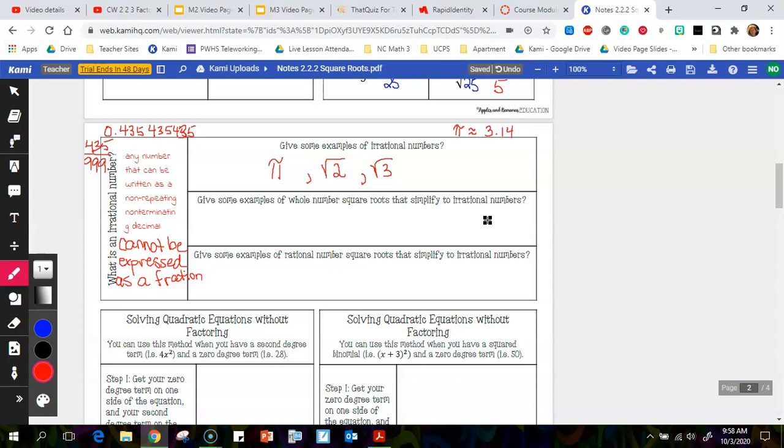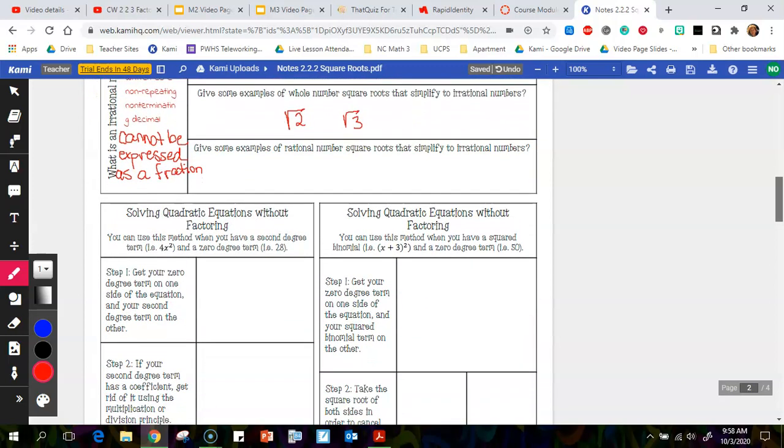And there's no pattern to it. There's no repeat to it. Okay. Give some examples of whole number square roots that simplify to irrational numbers. Well, that would be like square root of 2, square root of 3. So when we get these, if you get a square root of 2, we're usually going to leave it square root of 2. If we want an exact answer, then we need to leave it as a square root and not try to simplify it as a fraction. As a decimal. Excuse me.